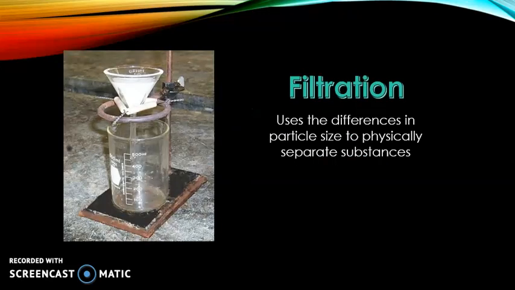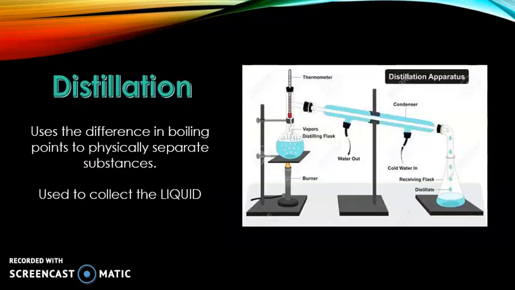First of all, there's filtration, and that's going to use the difference in particle sizes to physically separate materials. Particles that are too large to fit through the filter paper will remain in the top of the filter paper, whereas particles that are nice and small, like water and other dissolved substances, will actually filter through the filter paper and down into the beaker below. Again, we'll talk about the perfect technique for filtering as we proceed into the lab.